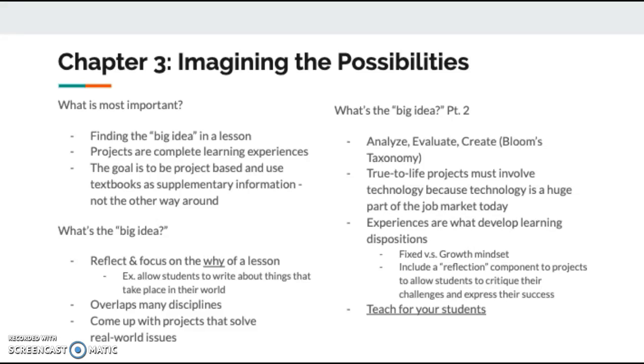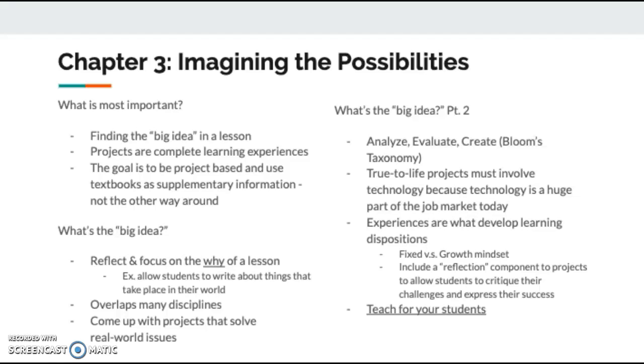And experiences are what end up developing learning dispositions. This is where they talked about the fixed versus growth mindset. A fixed mindset is someone who thinks that their own ability is limited, so if they think something's too hard, they're not going to push past it because they don't think that they can actually do it. And the growth mindset is you can do it, it just is more focused on the effort behind your work.